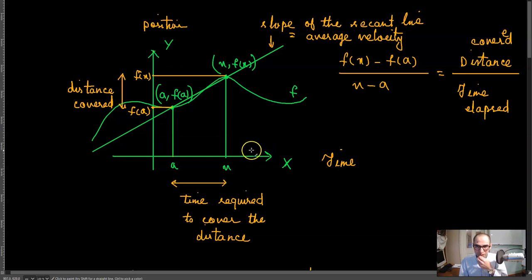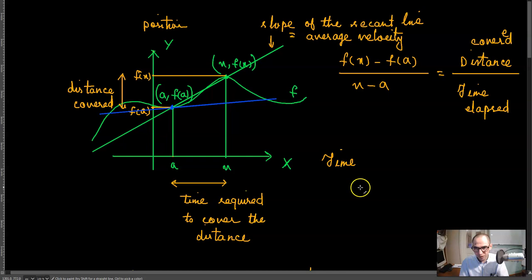Now, since this is average velocity, suppose that I want to calculate, for example, instantaneous velocity. Then instantaneous velocity would be the slope of this line over here, which is tangent to the graph of the function at this point, right? So what do I need to do in order to calculate this instantaneous velocity?